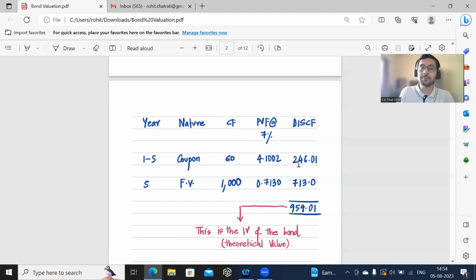So I am taking the sum of this discounted cash flow, which is equal to 959. 246 plus 713 is equal to 959. And this is nothing but the intrinsic value of the bond. This is nothing but the theoretical value. All right. This is not equal to the market price.